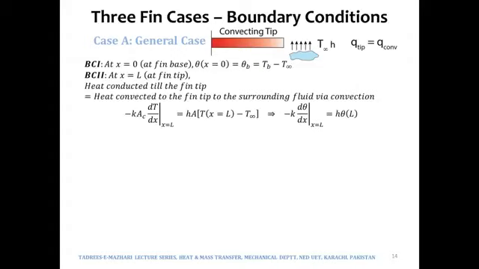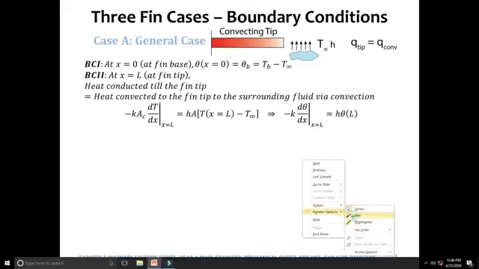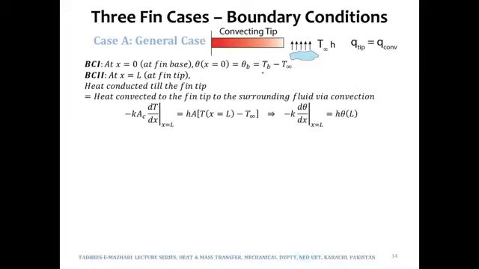What we are saying is that we know the temperature at the base of the fin, which is T base. So theta at the base would be equal to the temperature at the base minus T infinity. So the first boundary condition is at the base of the fin, whereas the second boundary condition is now at the tip of the fin. And this will be the same in all the 3 cases. One boundary condition in all the 3 cases would be at the base, and the second boundary condition in all the 3 cases would be at the tip of the fin.